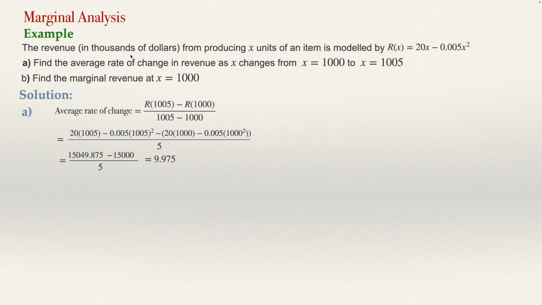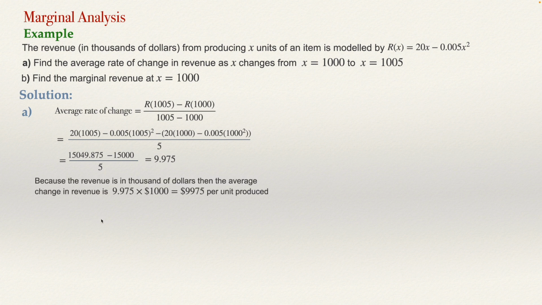But the revenue is in thousands of dollars. So the unit is thousands of dollars. So this will be 9.975 thousand dollars. The average change in the revenue is 9,975 dollars per unit produced. This answers the first question.